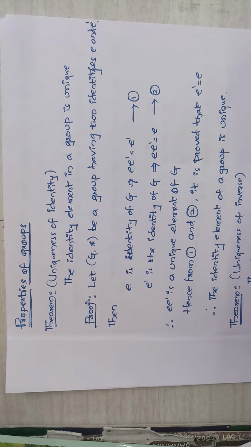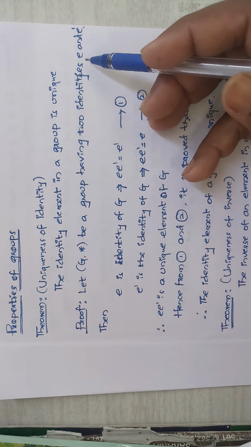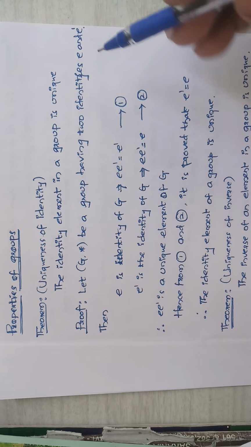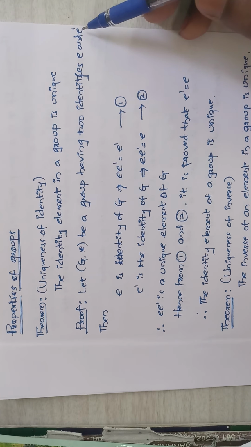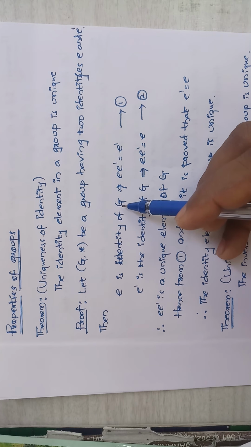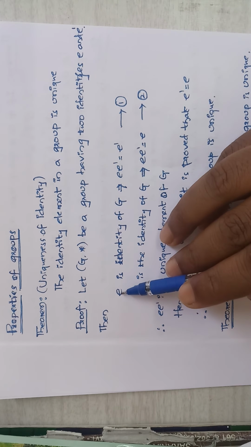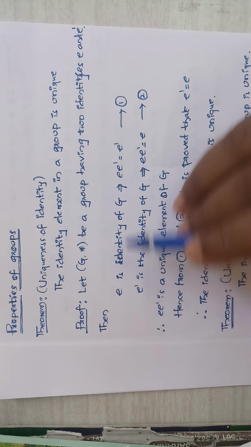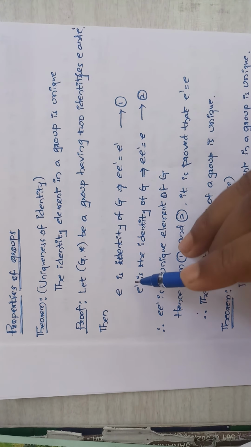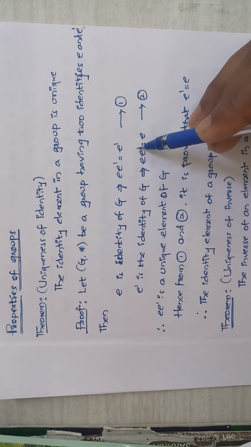Okay. So here I am taking, let Z star be a group having two identities E and E dash. So here I am taking two identity elements, those are E and E dash. Then E is the identity element of the group Z, so E into E dash is equal to E dash, because E is the identity element. Next, if I take E dash as the identity element of the group Z, that implies that E into E dash is equal to E.